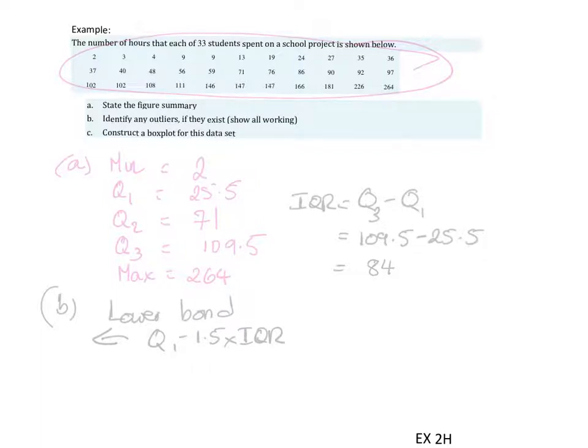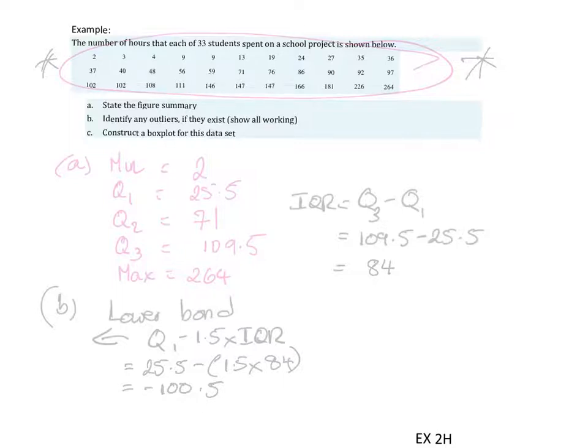So let's remember what this is all on about. All right, let's substitute that in and we get Q1, which we said was 25.5, take away 1.5 times. Now we've worked out our IQR, which was 84, and we put that all into our calculator and we get negative 100.5. Now, the question you're asking yourself is, is there any value in your data that is less than negative 100.5? And of course, the answer is no, because we don't have any negative values there.